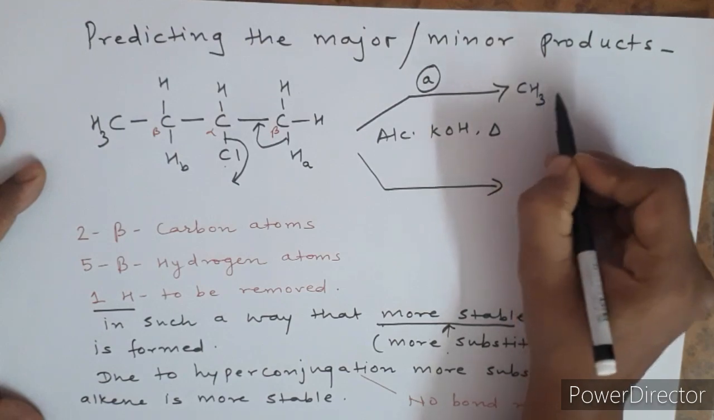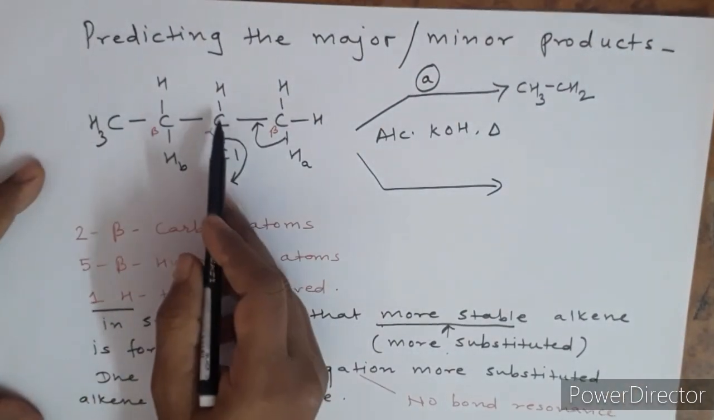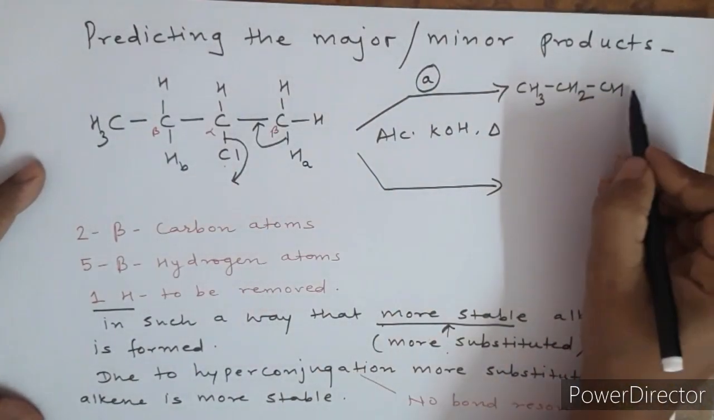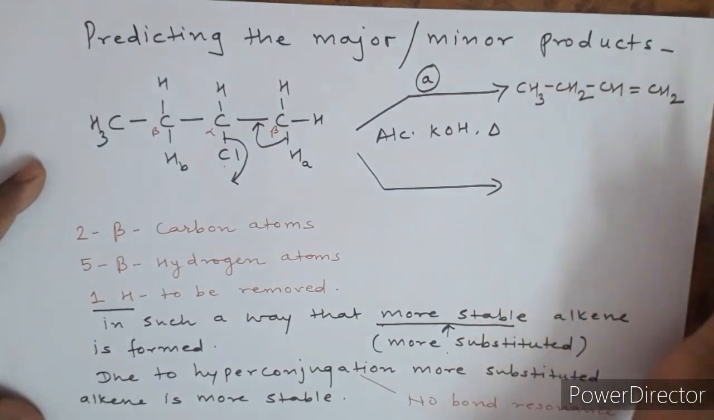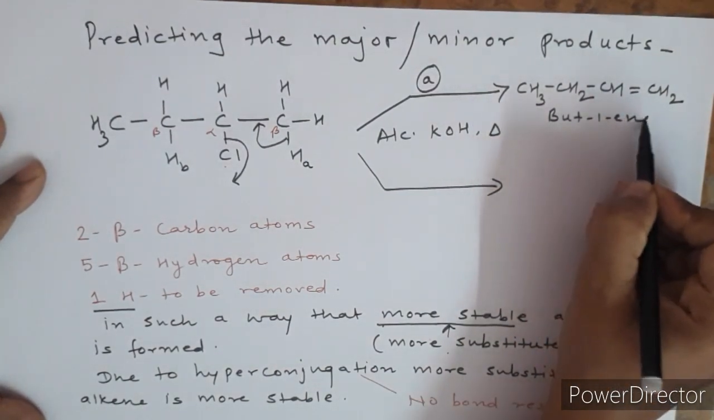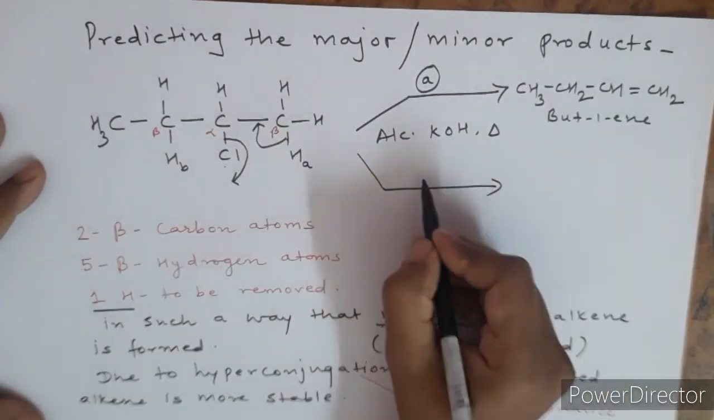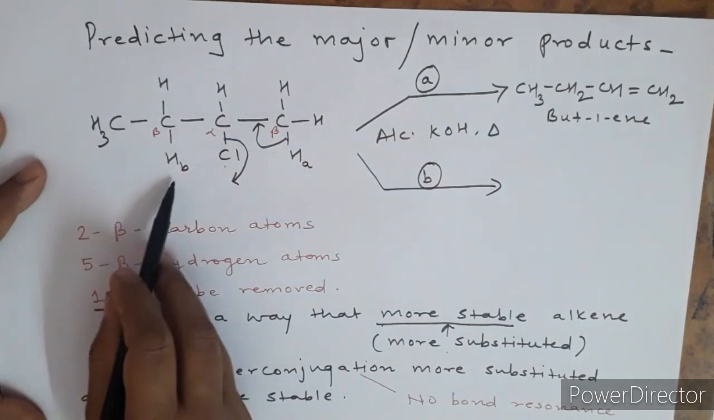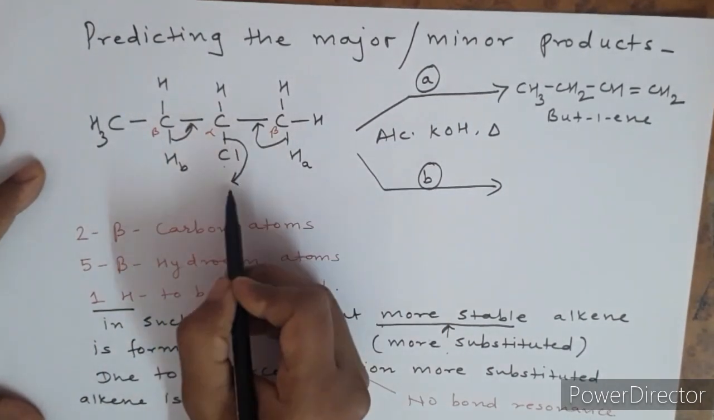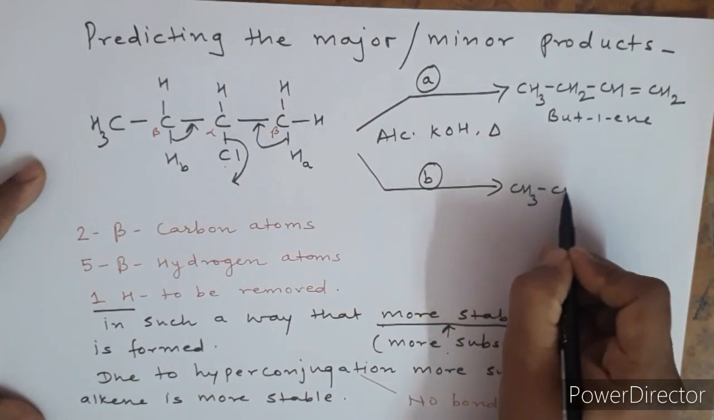The product's structure would be CH3CH2CH, a double bond is formed here, CH2. So that is my first compound, but-1-ene. The second probability is that the B hydrogen can go out. If the B hydrogen goes out and forms a double bond and the Cl minus goes out, the product would be CH.